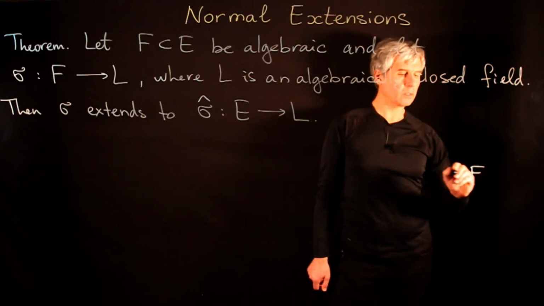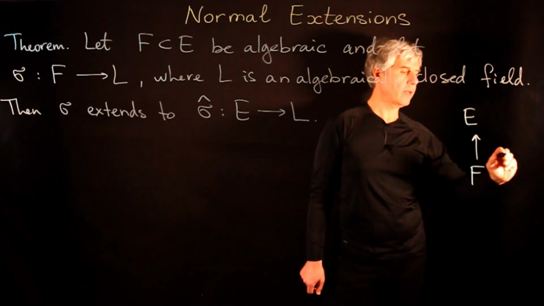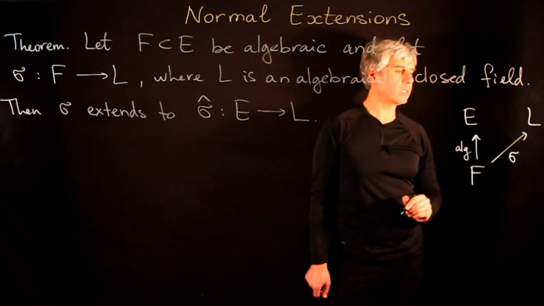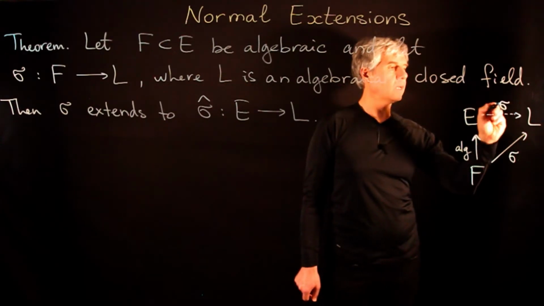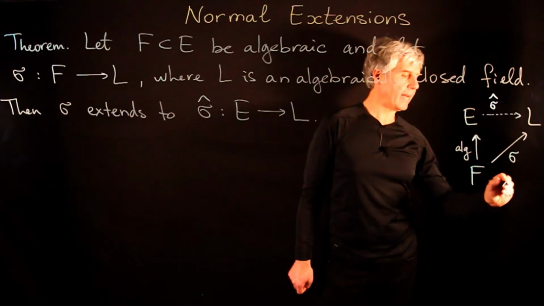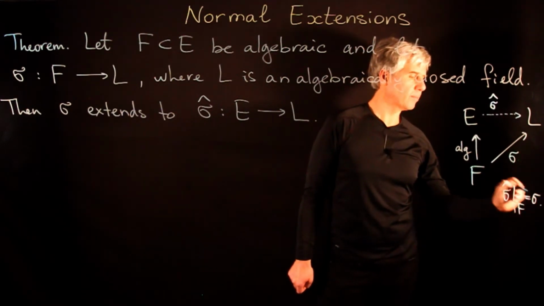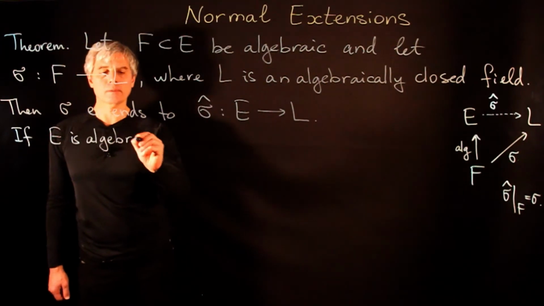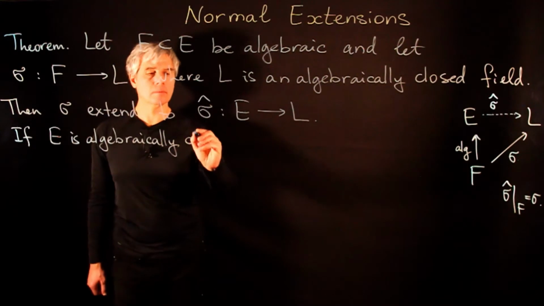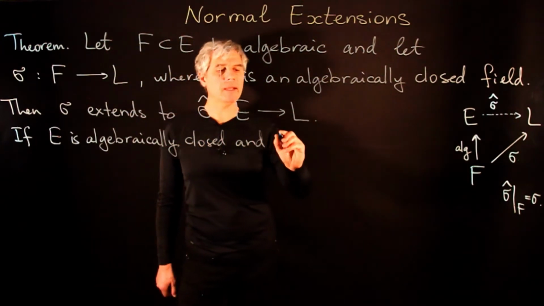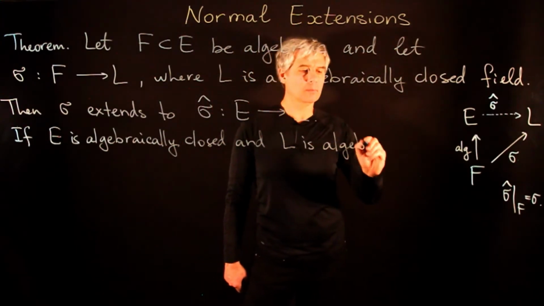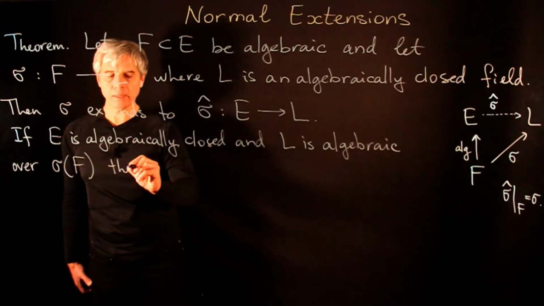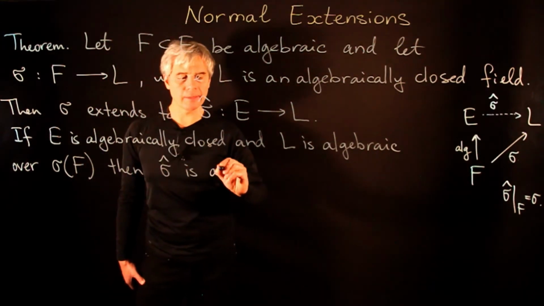So the diagram here is like this. F is embedded into E and is mapped to L, where this extension is algebraic and this embedding is sigma. Then there exists an embedding sigma hat such that sigma hat restricted to F is equal to sigma. Furthermore, if E is algebraically closed and L is algebraic over its subfield sigma of F, then sigma hat is an isomorphism.